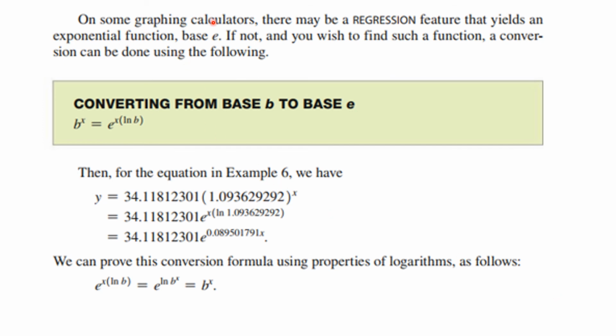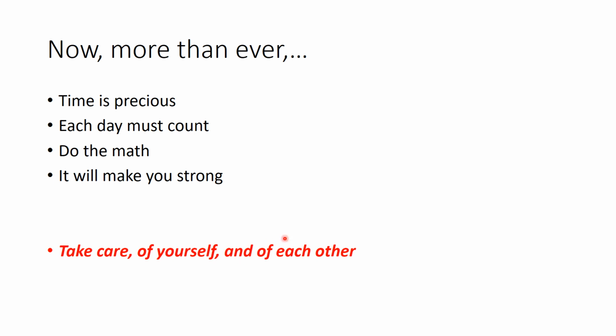And I note on some graphing calculators there may be a regression feature which has the exponential base e. If not, you might want to find such a function by using this conversion. You see, whenever I have e raised to the ln b, that's just going to be b, so this is b to the x. So I can convert from base b to base e using this conversion factor. So for the equation that we had previously, and applying that, what we're going to do is put the value that I had for the natural logarithm of b up here, and that gives me a model based on e.